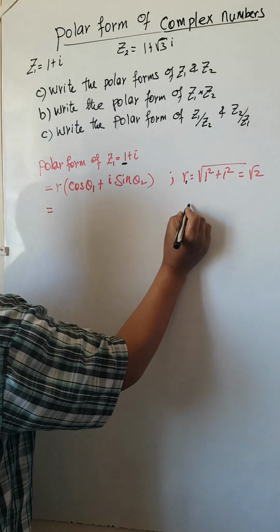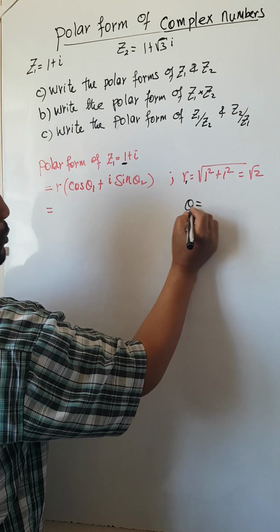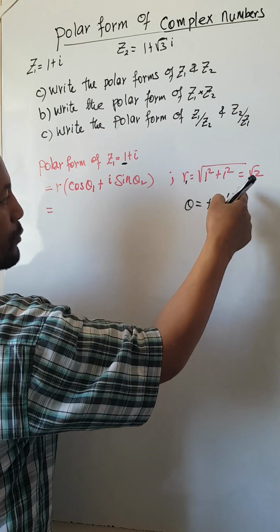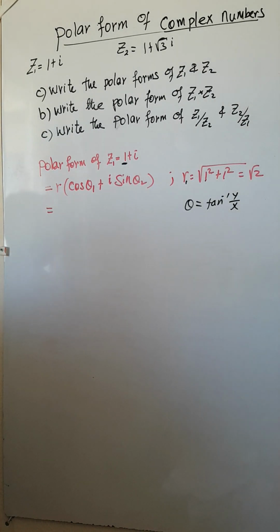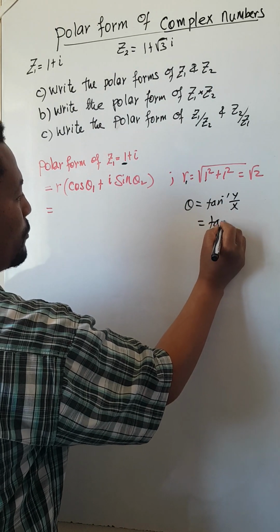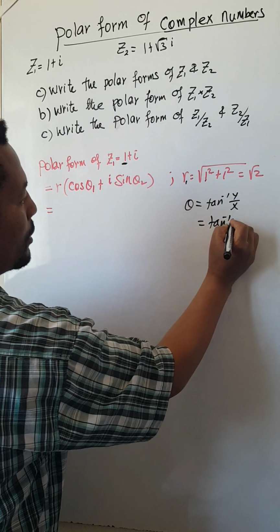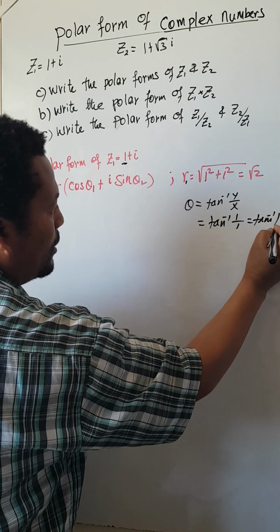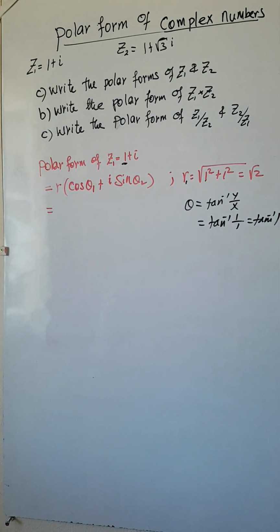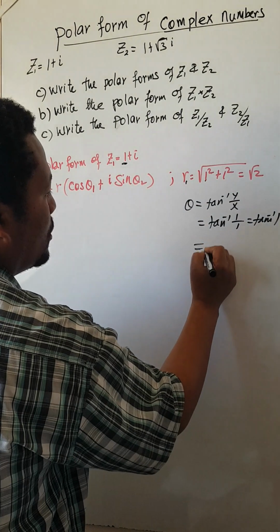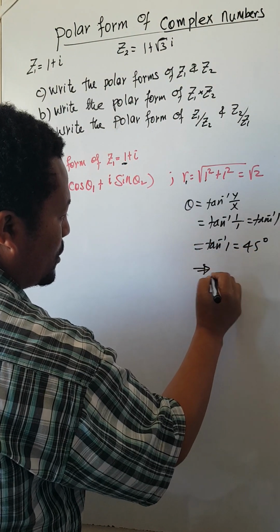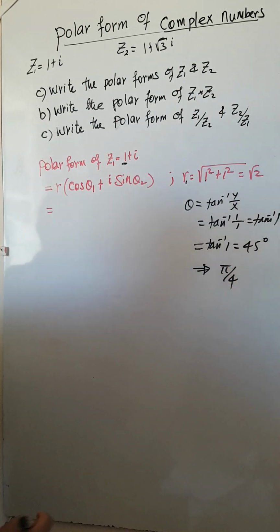What about theta? Theta is the angle, which we call the argument. This is the tan inverse of y over x, the imaginary part divided by the real part. Here in our case, this is tan inverse of 1 divided by 1, which is tan inverse 1, and this is equal to 45 degrees, which is pi over 4.